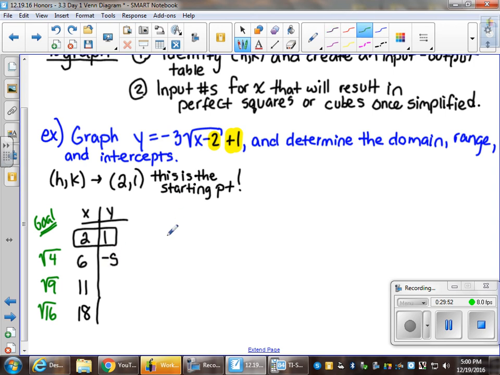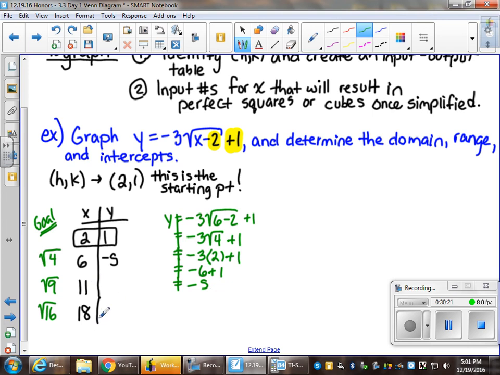If you would like to see that out, I will do it out. So y equals negative 3 times the square root of 6 minus 2, plus 1. That became -3 times the square root of 4, plus 1. That's -3 times 2, plus 1. -6 plus 1 gets me -5. And we're just going to repeat the same process with 11 and 18.